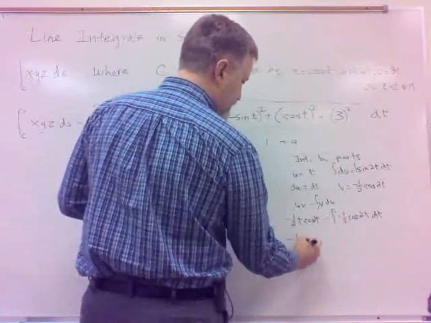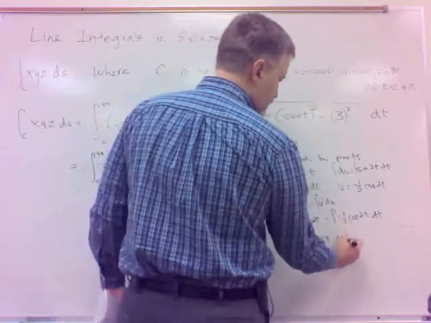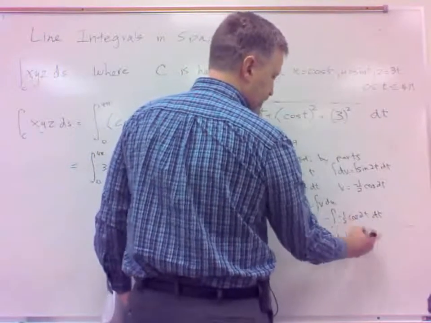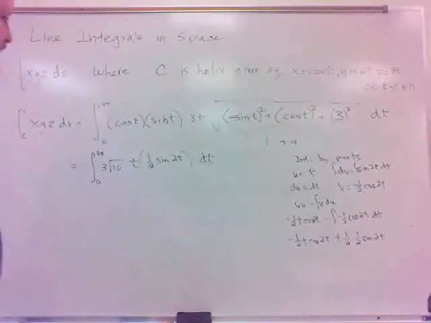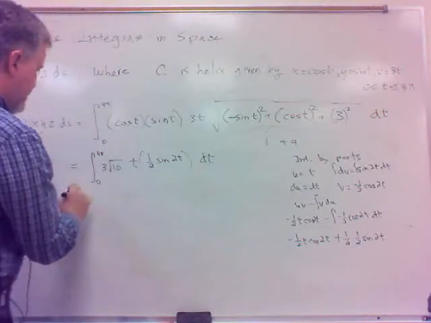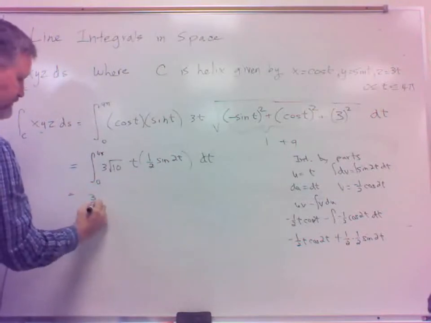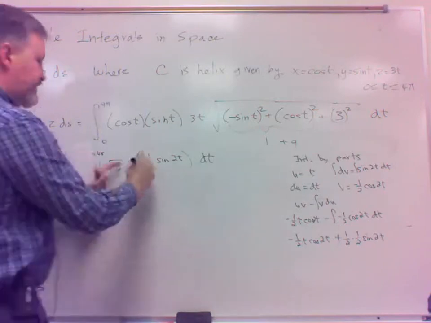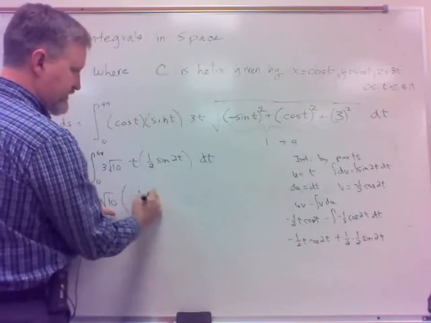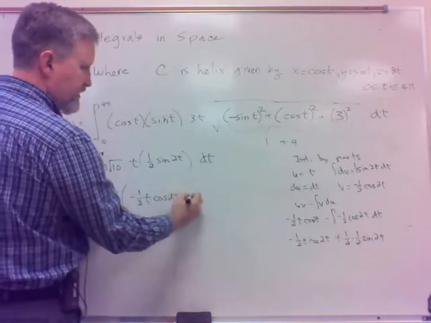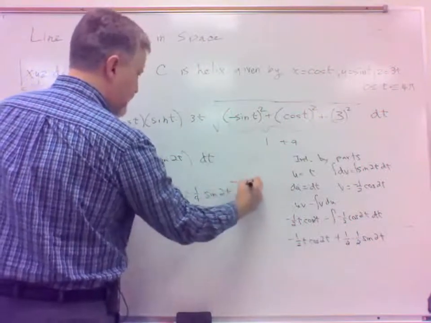You have negative 1/2 t cosine 2t. Negatives cancel, be plus 1/2, and then another little u substitution. So we have another half sine 2t. And plus c, but we're going to do it over here with limits. So here's what we got. I've got 3/2 square root of 10 times, in the integral of the t sine of 2t is that, so it's negative 1/2 t cosine 2t plus 1/4 sine of 2t, and do that from 0 to 2 pi.